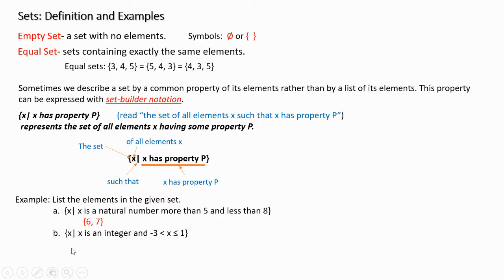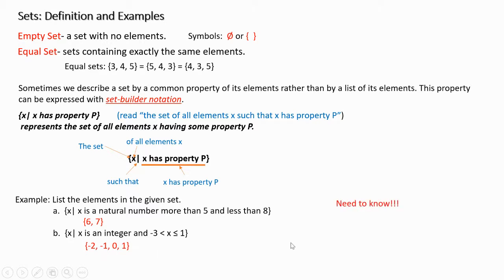On B, X such that X is an integer and is between -3 and 1. If you notice here, the -3 is not included because it doesn't have that slash on the bottom, which means greater than or equal to. So for example, -3 is not included, and the 1 is included because it has less than or equal to 1. The symbol here. So the answer here will be -2, -1, 0, and 1.